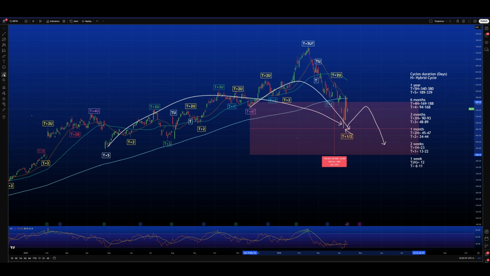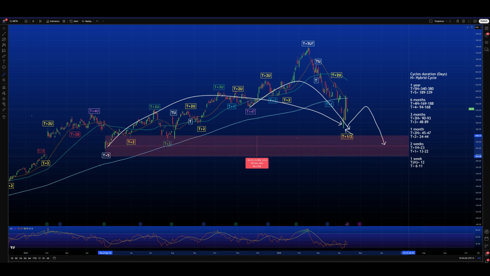Let's see if we can have this stretch. So 25 July 2025, this would be 312 bars. So yes, this is possible because this T plus 4 maximum duration can happen within this T plus 5. So this is the Matryoshka effect. So maximum duration of this T plus 4, 168 days, will stretch this yearly downward cycle at 312 bars.